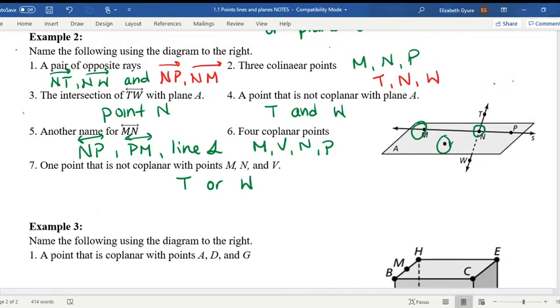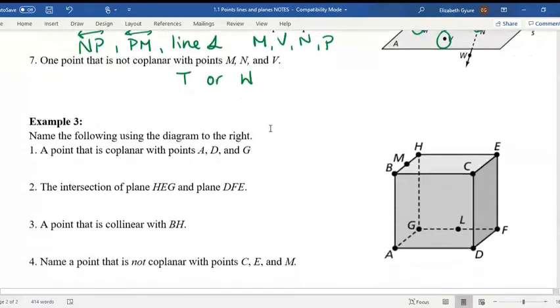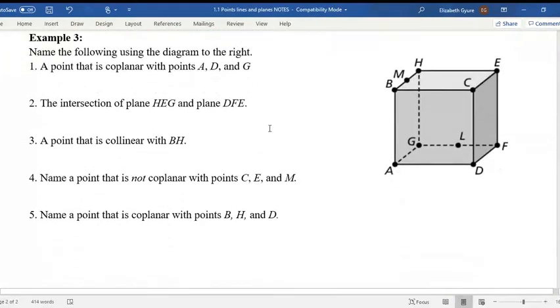Okay, and then the last example, I know this is a lot of examples for this one. I just want you guys to see as many kinds of pictures as possible. So example 3, this picture is a little different here.